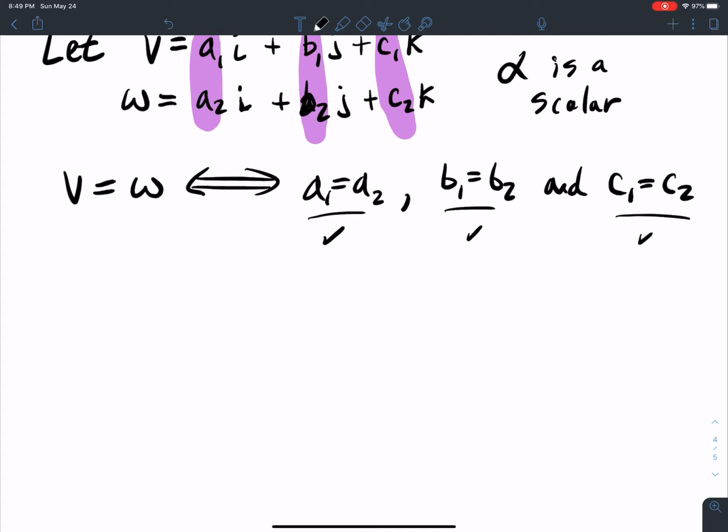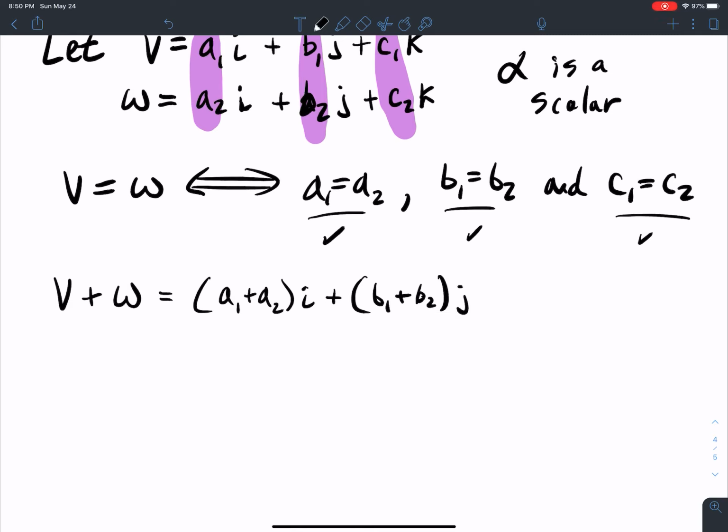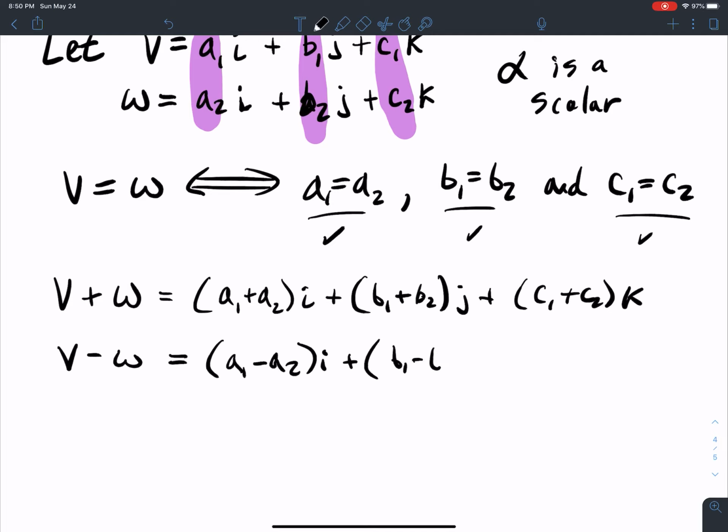Now, v plus w is equal to adding the sum of the components, the a1 plus a2, i plus b1 plus b2, j plus c1 plus c2 times k. Okay? Subtraction, same thing. It's the first one, a1, minus the second one, a2, i plus b1 minus b2, j plus c1 minus c2, k.